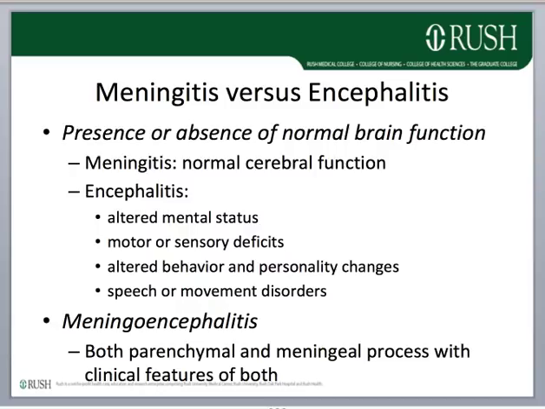In encephalitis, however, abnormalities in brain function are a differentiating feature, including altered mental status, motor or sensory deficits, altered behavior and personality changes, and speech or movement disorders. A patient is usually labeled as having meningitis or encephalitis based upon which clinical features predominate in the illness. However, the distinction between the two entities can frequently be blurred, since some patients may have both the parenchymal and meningeal process with clinical features of both. And so the term meningoencephalitis recognizes this overlap.